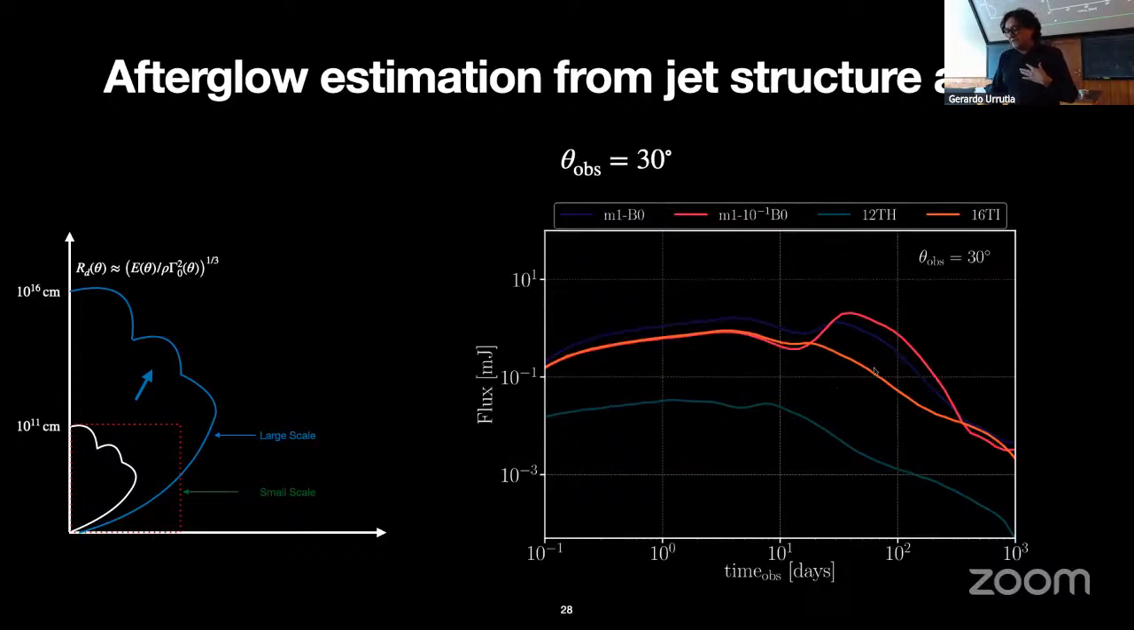This bump, for example, is related to the structure of the jet. This bump is because of the signal of the core, the highly collimated jet, which arrives after some delay to the observer at 30 degrees with respect to the propagation of the jet.